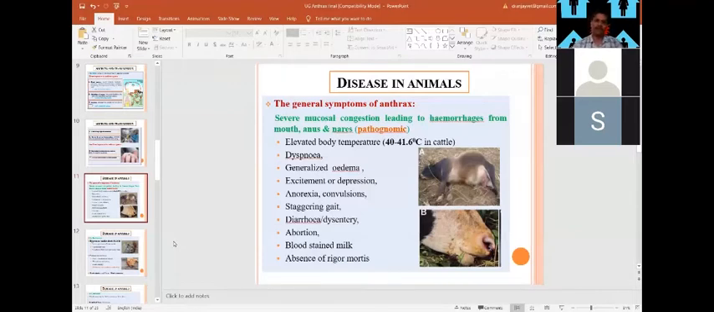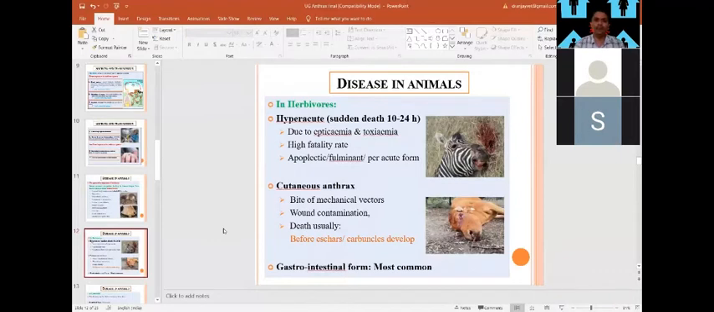So then, elevated body temperatures, 41 to 42 degrees centigrade in cattle, dyspnea, that is difficulty in breathing, and generalized edema, which is again a most peculiar symptom of anthrax-infected animals. Excitation or depression, anorexia, convulsions, these are some general symptoms. Staggering gait, diarrhea, dysentery, abortion, blood-stained milk, and absence of rigor mortis, that is again a characteristic of animals that died from anthrax.